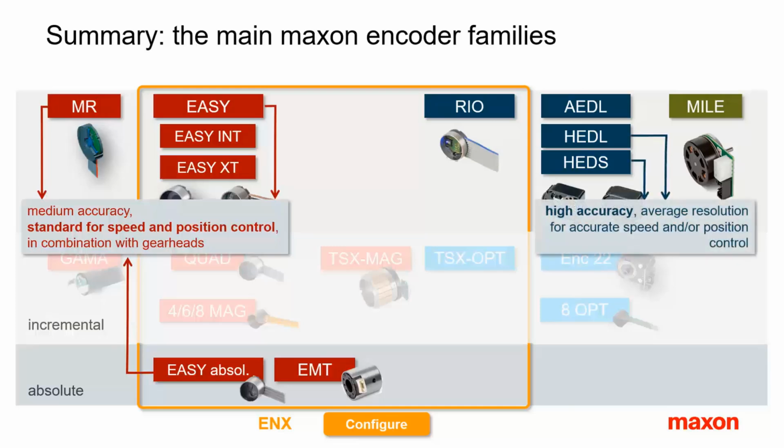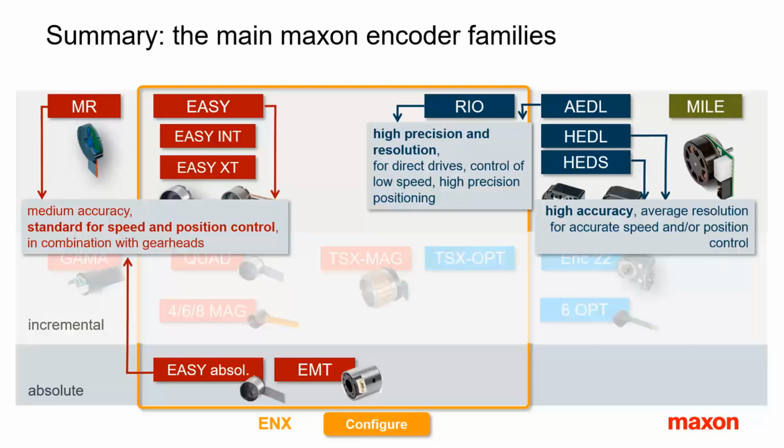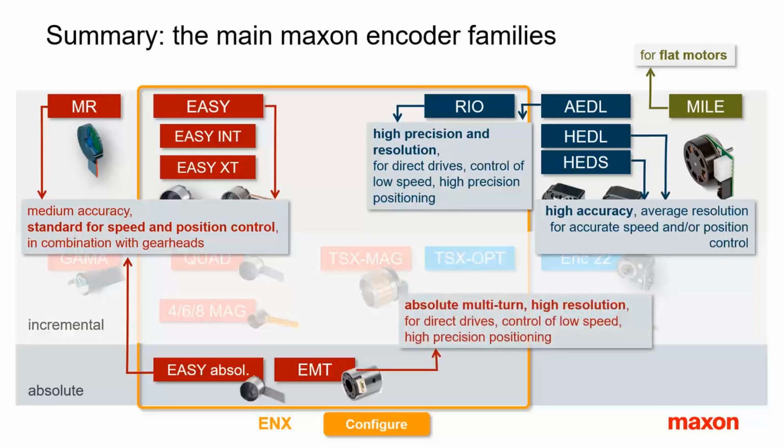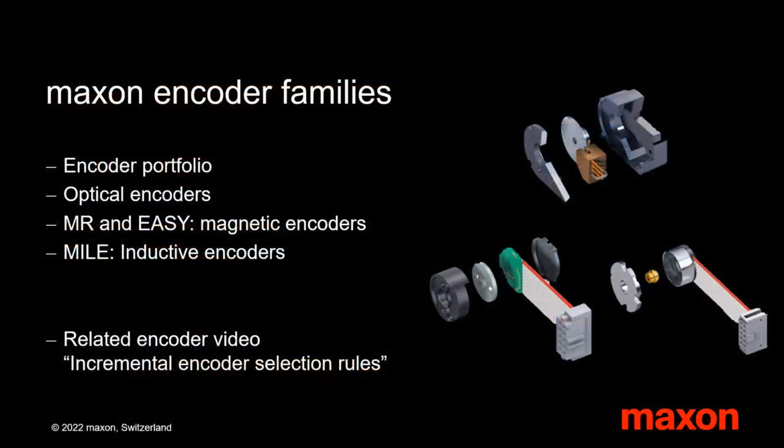On larger motors and for very precise feedback, the HEDS and HEDL encoder might be best suited. The high-resolution RIO and ADL are primarily intended for high-precision direct drive applications. The MILE encoder is the standard for feedback on flat motors. And the EMT provides high-precision, absolute multi-turn position feedback for positioning without the need of homing. That's it. A short introduction to the maxon encoder portfolio.